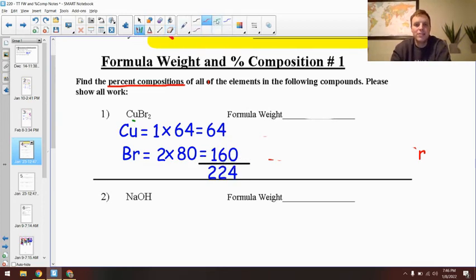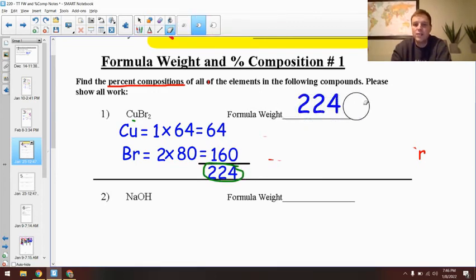So if this problem asked you for the formula weight, and that's it, you would just end right here. So in tomorrow's quiz, a couple of problems are just going to ask you for the formula weight. You don't need to go any further than this. This is your final answer right here. Okay? Whoopsie. This is your final answer right here.